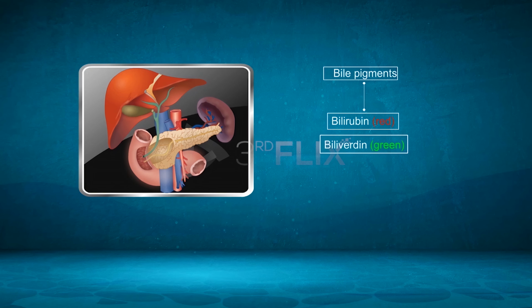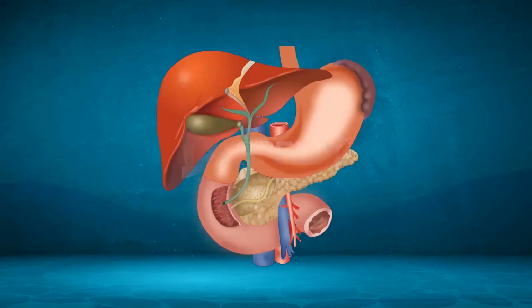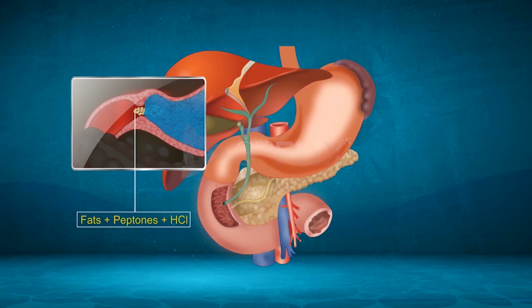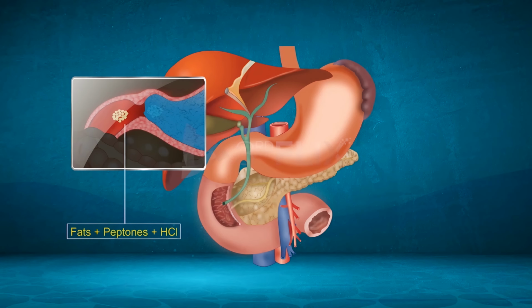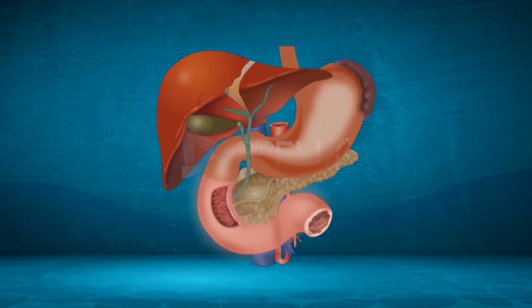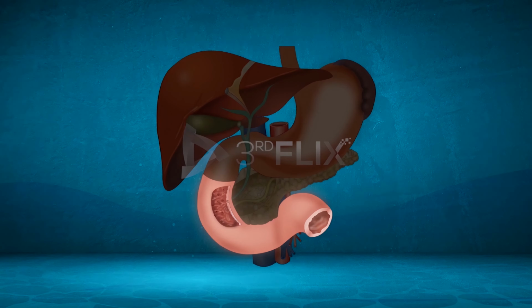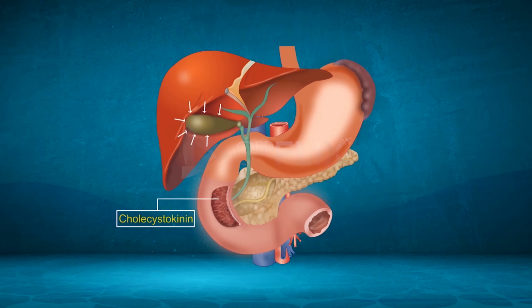Alkalinity of bile neutralizes the acidity of chyme. Fats, peptones, and HCl entering the small intestine stimulate the secretion of a duodenal hormone called cholecystokinin that causes contraction of the gallbladder. This helps bile to flow into the duodenum. Enterokinin, secreted by the intestinal mucosa, stimulates the secretion of enzymes from the intestine.